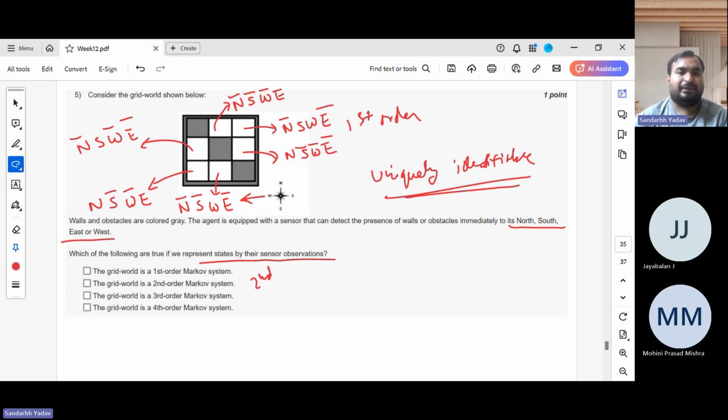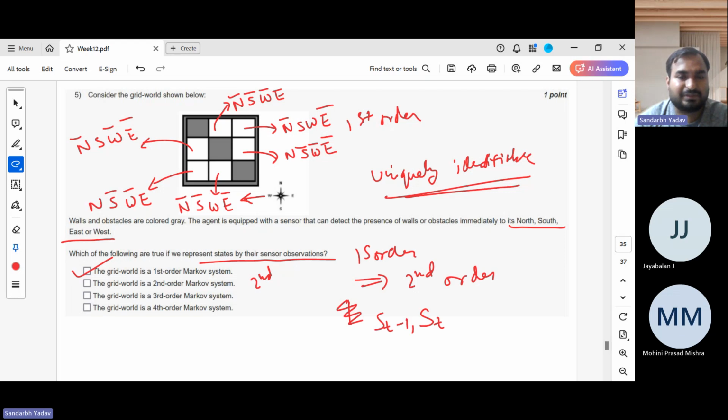Right. So if all the states are uniquely identifiable, then the grid world is a first order Markov system. Definitely. And one more thing you need to know is that if something is first order, then it's second order also. Either way, the information that you need is captured in the current state itself. If you provide any history, it's still fine. If you can identify the state with just the current state, then if you provide something extra in the form of history, you are still able to identify it.